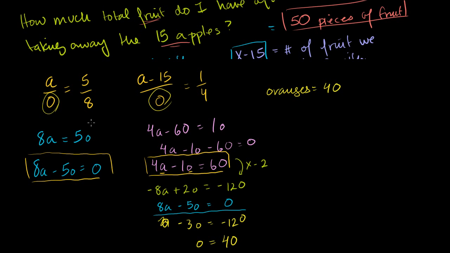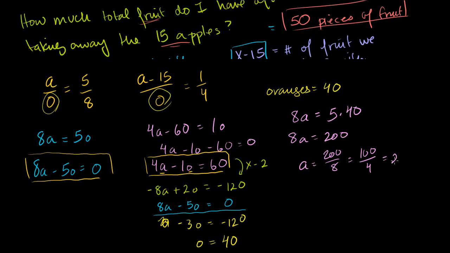So what are our apples equal to? We could go to any of these equations that we have here. Maybe we could go to this one. So we have 8 times our number of apples is equal to 5 times the number of oranges, or 5 times 40. 8 times the number of apples is equal to 200. Or the apples is equal to 200 over 8, which is equal to 100 over 4, which is equal to 25.